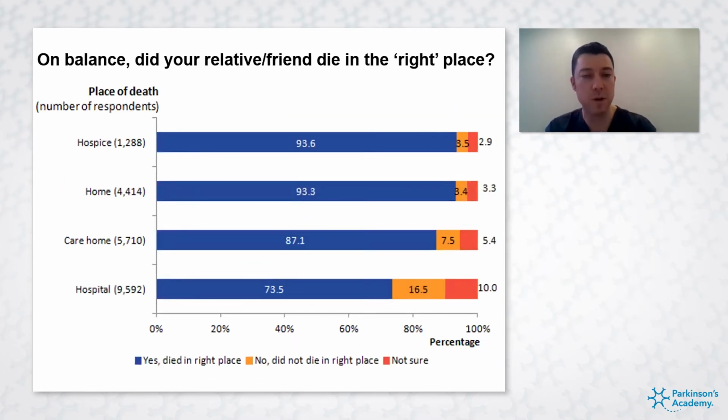And then in terms of whether people died in the right place from the same survey, a significantly lower number of patients were felt to have died in the right place by their loved ones when they died in hospital, whereas there's more planned deaths perhaps in the hospice or home setting. People generally felt more comfortable that their relatives had died in the right place.